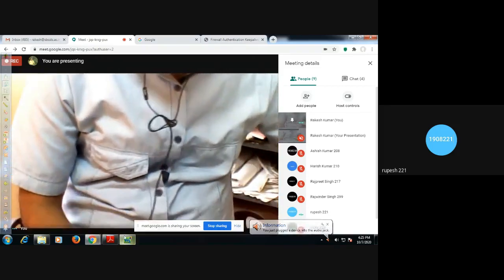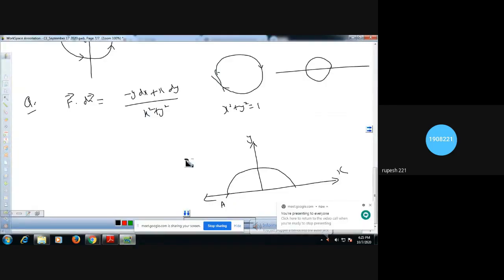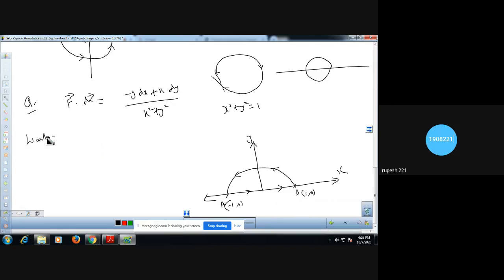Okay. So we have been given the upper half of this circle, and the points are given: we are moving from A to point B, and this is -1 and this is +1. And you know that in the semicircle we shall always move in the counterclockwise, anti-clockwise direction. And you know that we want to find out the work done. So for finding out the work done, we have to find out the circulation.